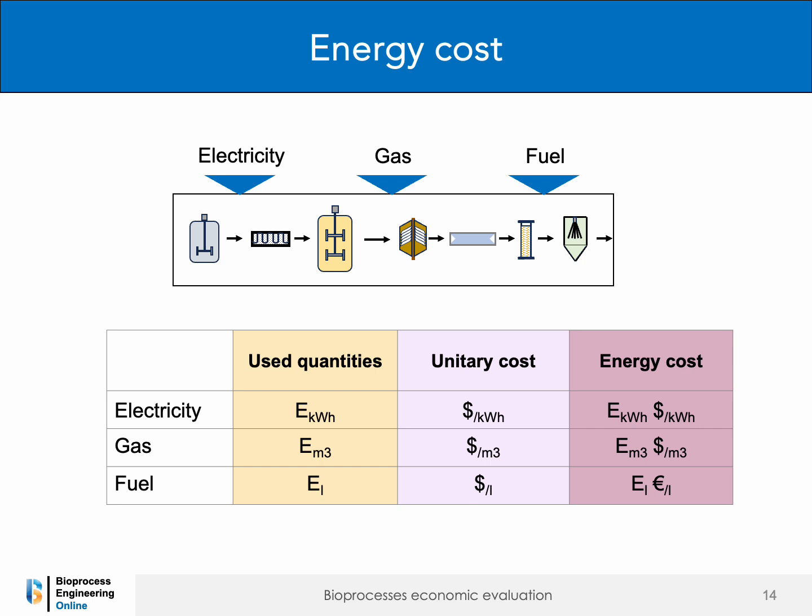The energy cost is determined by assessing equipment energy consumption in the form of electricity, gas, or fuel. Electricity is consumed across all unit operations, particularly for tank agitation and fluid pumping. Gas and fuel consumption provide heat essential for thermal operations, such as sterilization, evaporation, and drying. The cost of energy is calculated by multiplying the consumption of electricity in kilowatt hours, of gas in cubic meters, or fuel in liters by their unit costs.